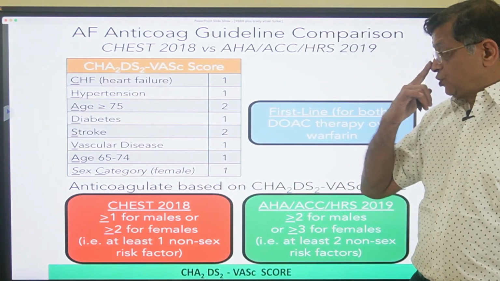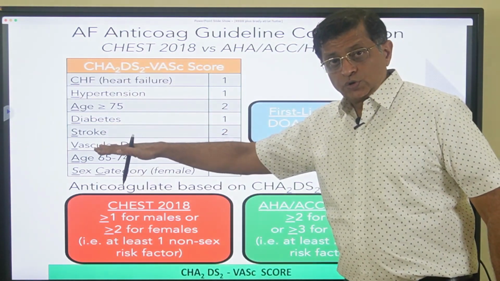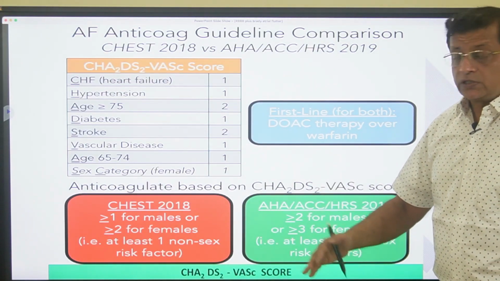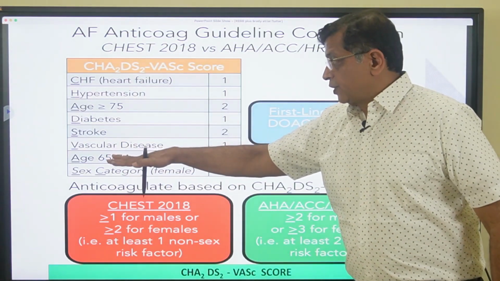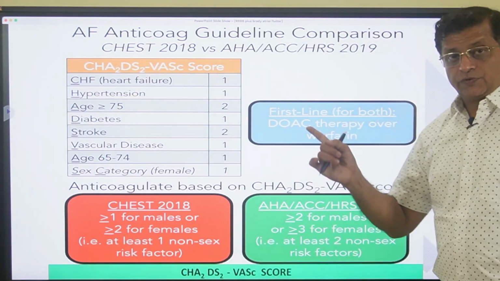D stands for diabetes. S stands for previous stroke. In previous stroke also you get 2 points, because the risk of re-embolization is higher. V stands for vascular disease. Again, the second A stands for age between 65 to 74.